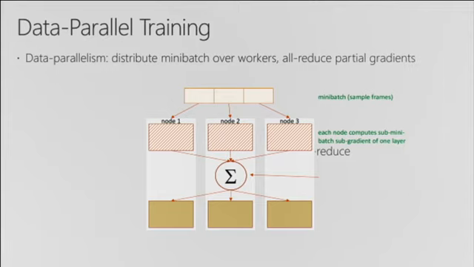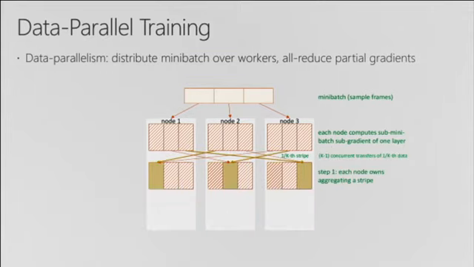So a better way is to cut your deep learning model into multiple chunks as well. In this particular example, this is a quite well-known algorithm called the ring algorithm. Essentially, you cut your model into 3 pieces as well, and each node is now responsible for aggregating one chunk of your model. In this case, node 1 is responsible for aggregating the first third of your model.